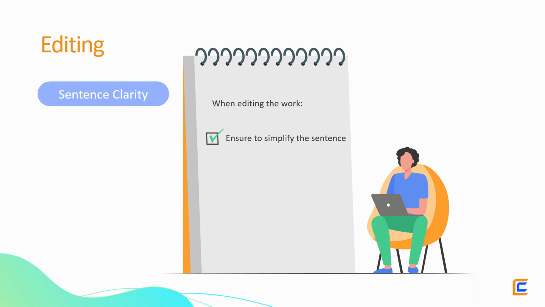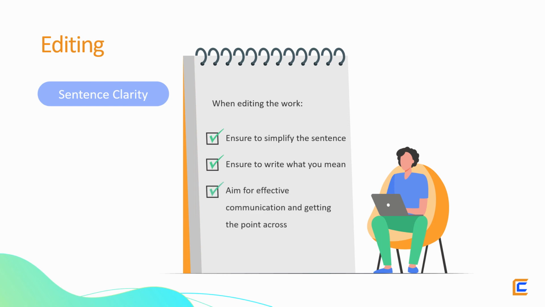Check to see if you can make a sentence simpler, avoid jargon, redundancy, and difficult words. Write what you mean. Steer clear of the temptation to demonstrate your word power through pretentious words and euphemisms, as the meaning often gets lost behind them. Remember, your aim is effective communication and getting your point across, so shoot straight for the target. Write as you would speak.